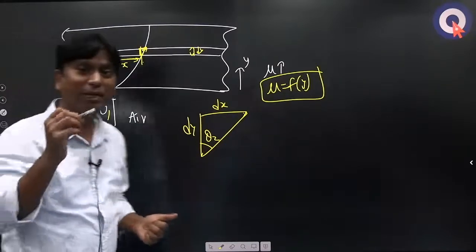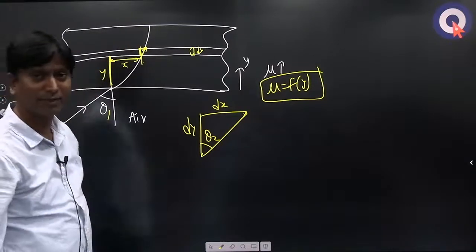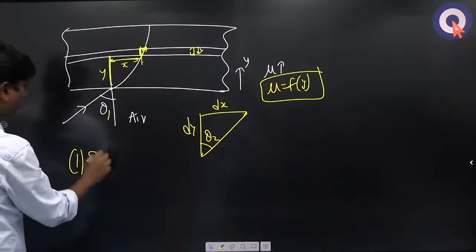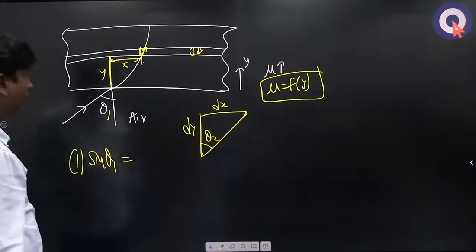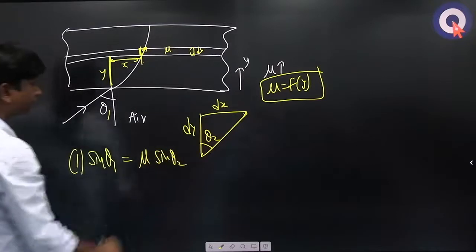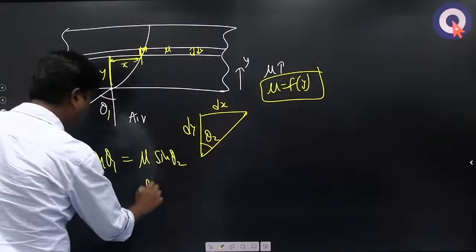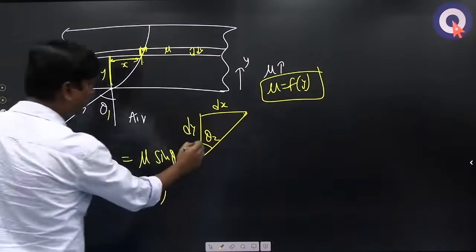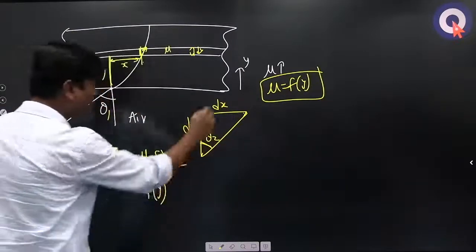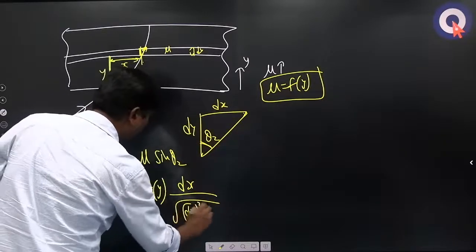So here also I can apply Snell's law directly between this medium air and directly this layer. Okay, here you can have refractive index of air is 1 into sine of theta 1, where theta 1 will be given, is equal to, here refractive index is nu into sine of theta 2. So nu will be a function of y, correct or not? So here you will have some function of y, and sine theta 2, from this triangle you can get the sine theta 2 value, because sine theta 2 will be opposite side dx by hypotenuse, under root of dx whole square plus dy whole square.